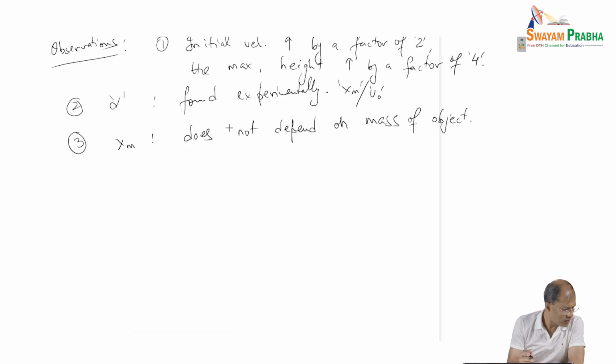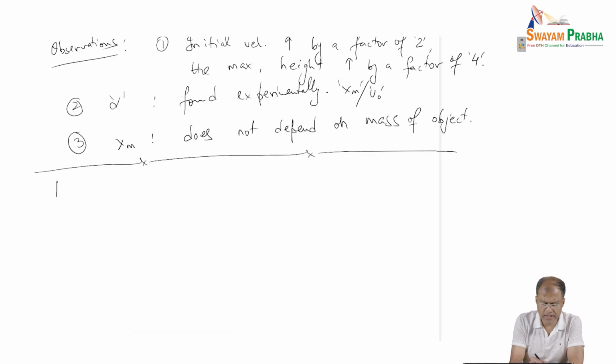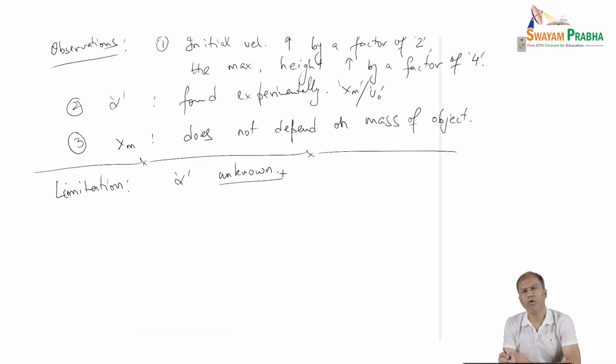Okay, so with all these observations, we can conclude that there is basically one limitation. We can find the answer using dimensional analysis up to a proportionality constant. So alpha is unknown. That is the limitation in our dimensional analysis. Although the advantage is that this is a very, very simple technique to find the solution to the problem up to a certain constant of proportionality, right?